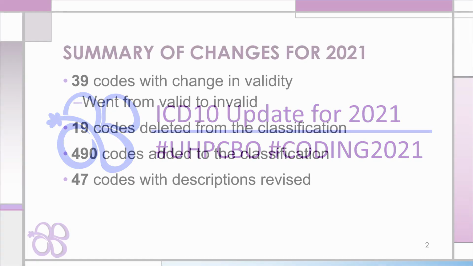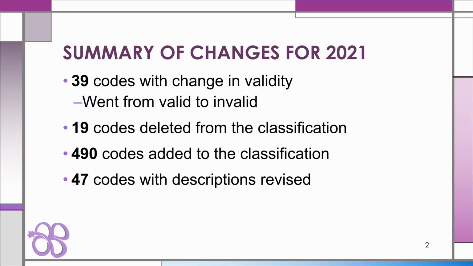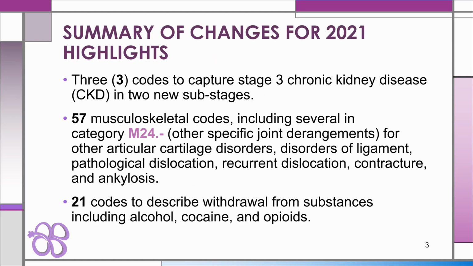So here is a summary of changes for 2021. 39 codes changed in validity, so they went from valid to invalid codes. 19 codes were deleted from the classification. 490 codes were added to the classification, and 47 codes had their descriptions revised. Highlights of the changes: 3 codes to capture CKD3 were implemented, and I'll go into those later.